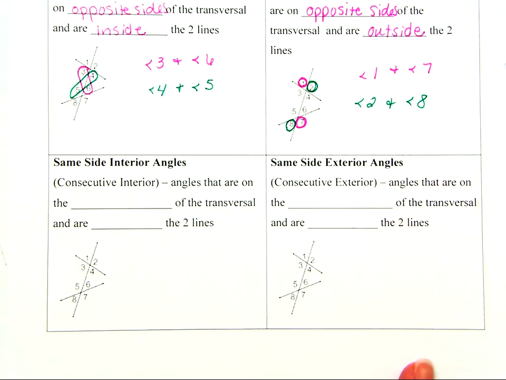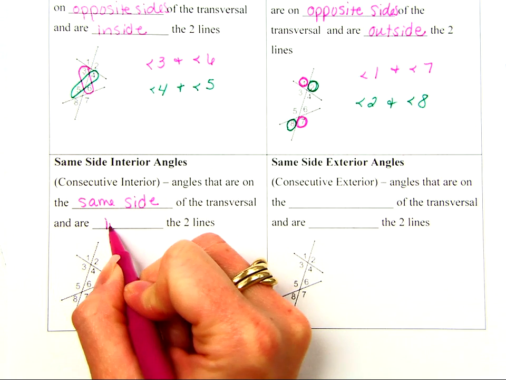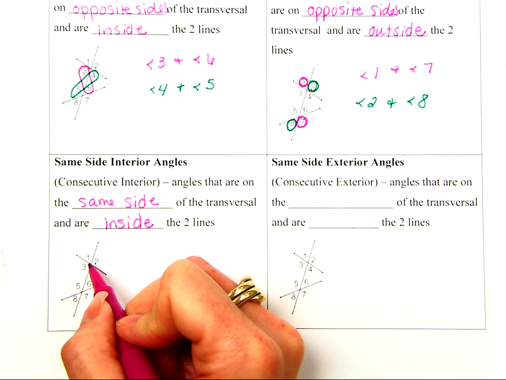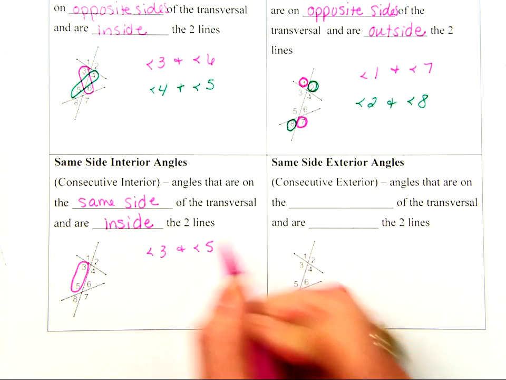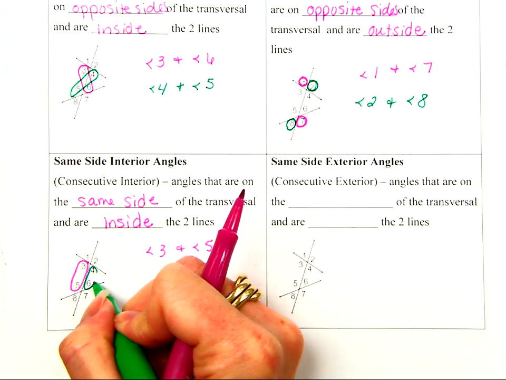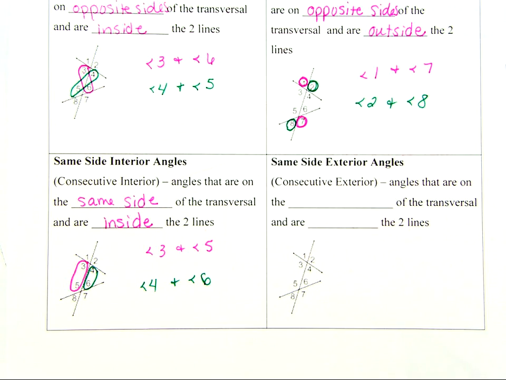Same side interior angles sometimes are called consecutive interior, consecutive meaning side by side, right? So same side interior angles are just that. They are on the same side of the transversal, and they are on the inside of my two lines. And so we can see, well, same side inside, angle 3 and angle 5 will be same side interior. Or over here, angle 4 and angle 6, same side interior.